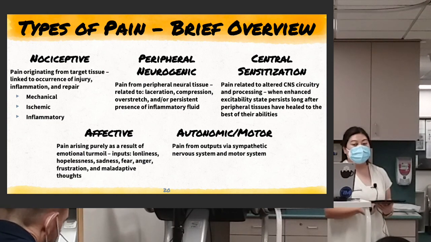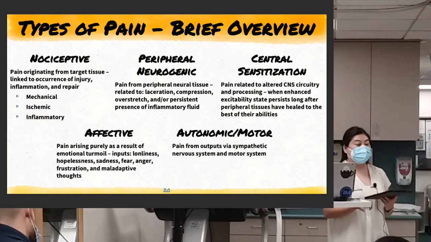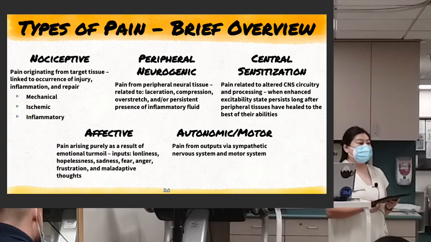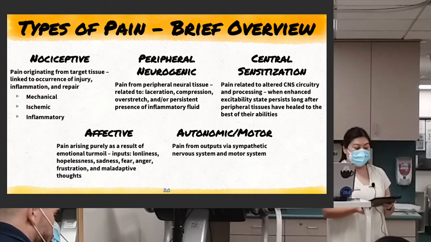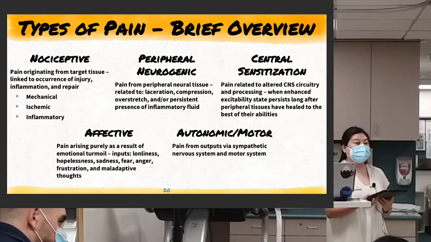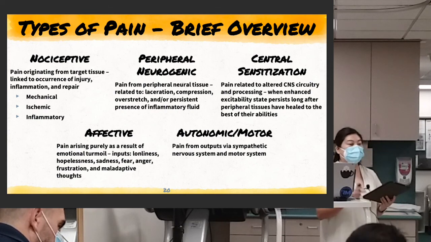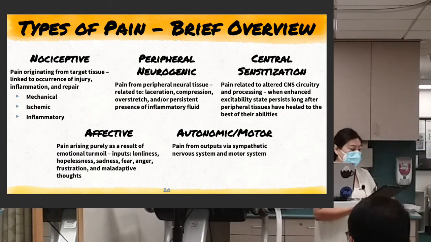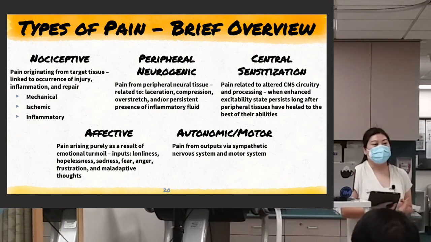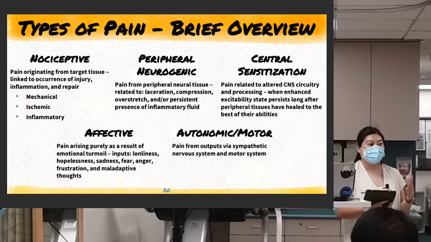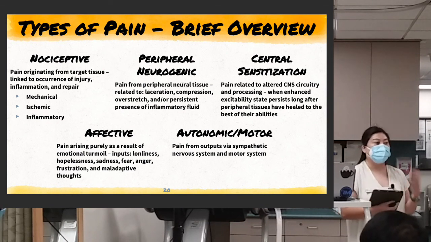And then autonomic and motor is pain from outputs via the sympathetic nervous system and the motor system. So sympathetic nervous system, that's our flight or fight response, and the way we think and feel influences the level of epinephrine and norepinephrine that's released. For motor systems, there's an ongoing tension in muscles from ongoing pain that may provide a provocative environment for further enhancing symptoms. So all of these types of pain, by definition, sound like they can occur separately, but they occur more like a pie chart.